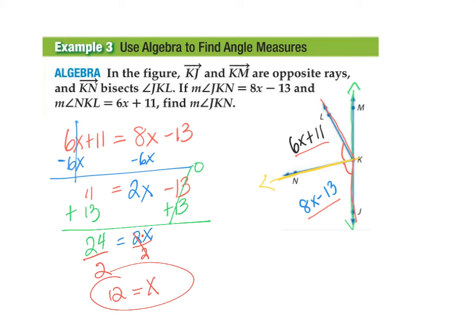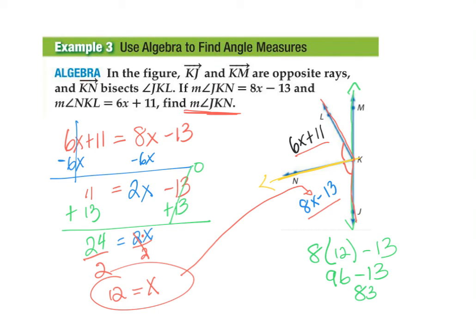Now that I have x equals 12, I need to plug back in because the answer is to find the angle measure, and all we did was find x. But now I know that the angle measure is represented by 8x minus 13. So 8 times 12 minus 13. So we'll get 96 minus 13, and my answer will be 83. Because we're talking about angles, my answer will be 83 degrees. So even though I have x equals 12, that is not the final answer. I need to answer the question.